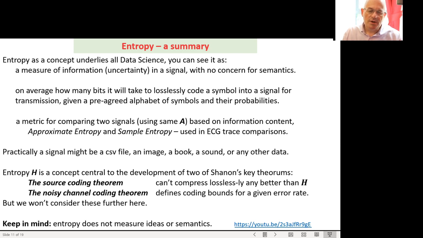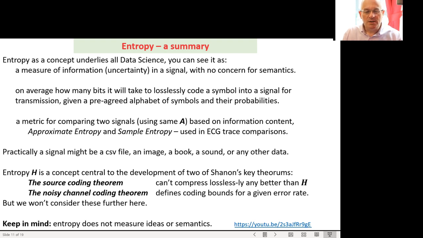And you can also consider it as a metric for comparing signals. So in ECG trace comparisons, approximate entropy and sample entropy are used to detect when heartbeats differ. If your heartbeat is becoming more entropic, having more information in it, it tends to be an indication that there's something wrong with your heart. So measuring the entropy of a signal can also be a diagnostic tool in some cases.